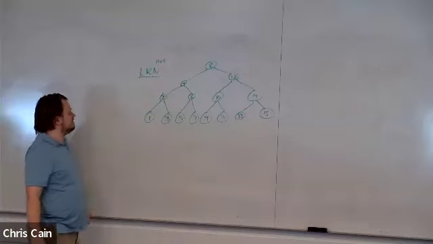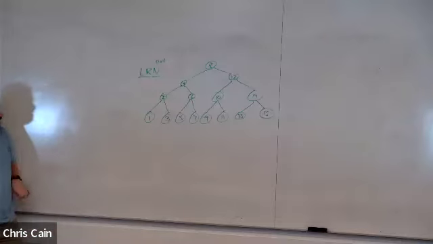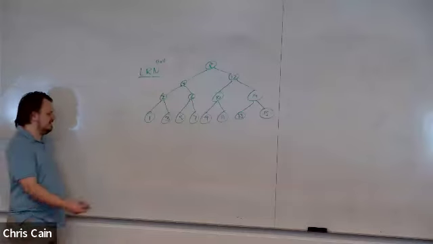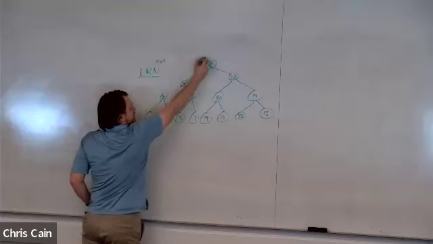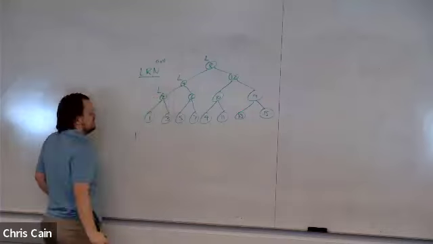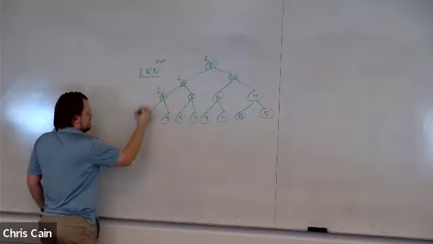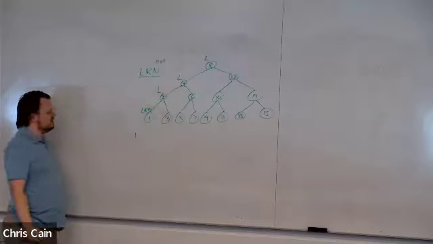So we want to go left first, then right, then visit the node. So what is the first node that is output? 1. We go left here, left here, left here. And then there's no left, there's no right, we output the node.